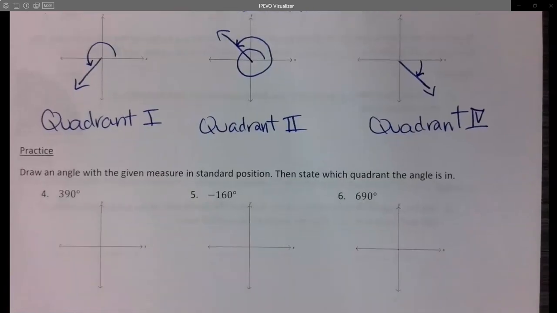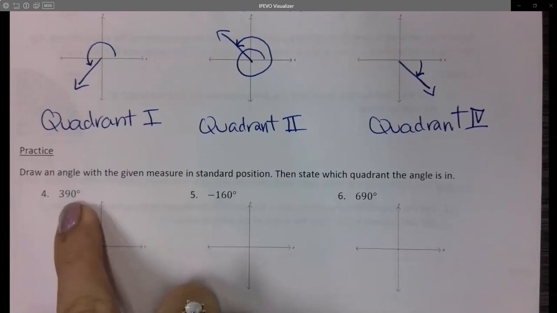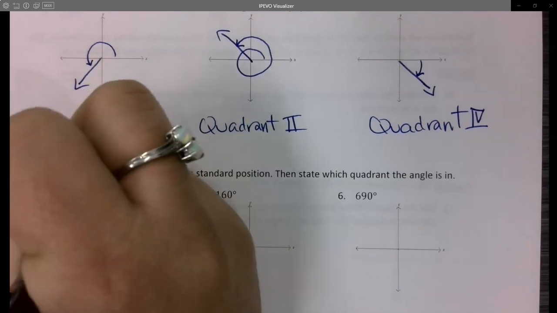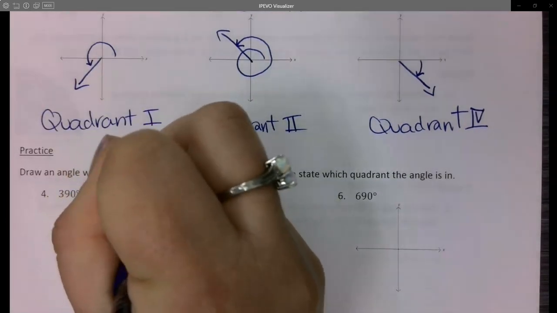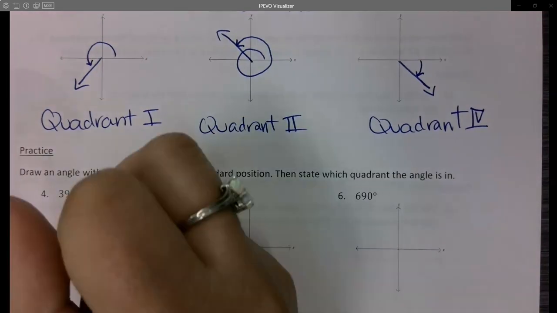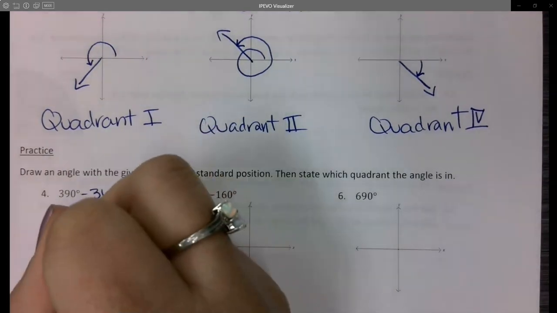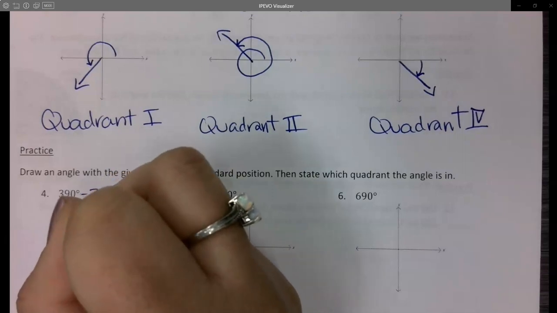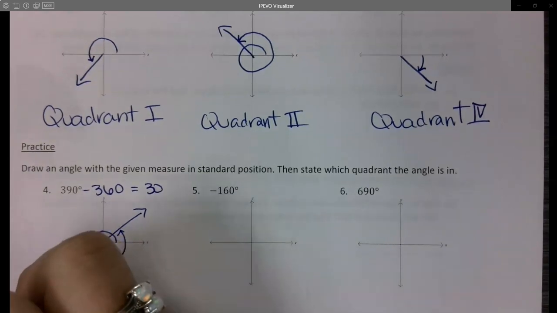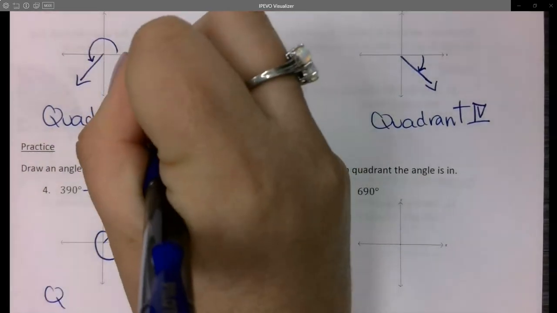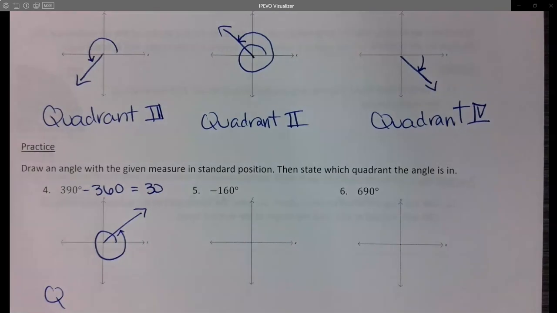So I want to do the same things for 4 through 6. On number 4, it is more than 360. So I want to go ahead and subtract 360. This will give me 30, which is between 0 and 90. So when I go to draw it, I make one complete circle around and then end back. This one puts this in quadrant 1. This one was quadrant 3. I don't know why I said 1 earlier.